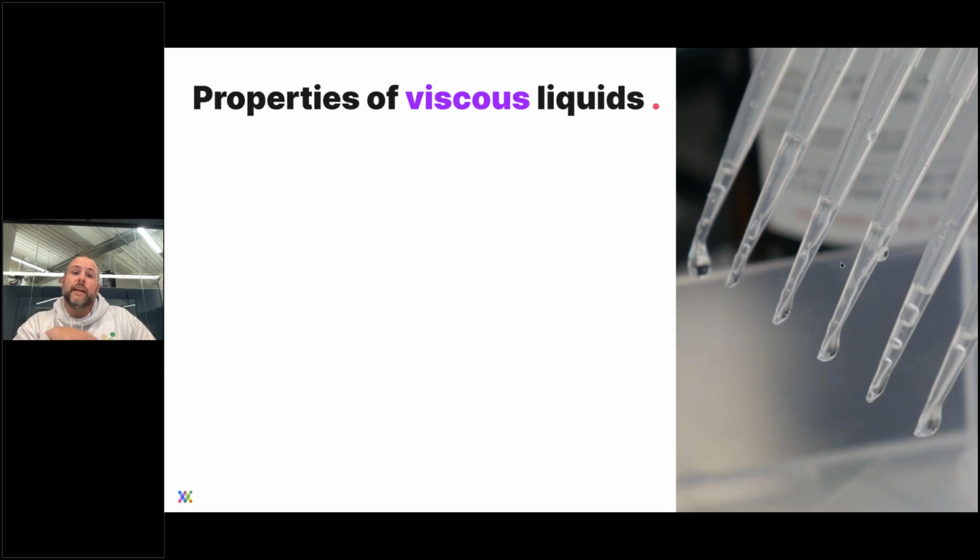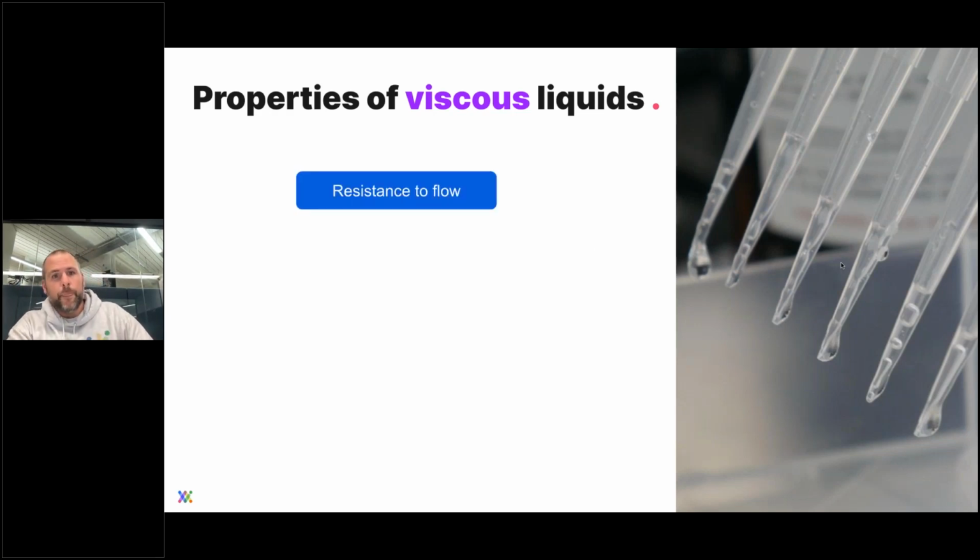So let's first take a look at the general properties of viscous liquids. These properties of viscous liquids will be familiar to most scientists, as they're likely to work with viscous liquids day to day. First, we've got resistance to flow. So when a force is applied to a viscous liquid, it flows slowly in response. You can see this when you're manually pipetting and you press the plunger to expel the liquid, and you can see the flow of the liquid is delayed, leaving the tip.